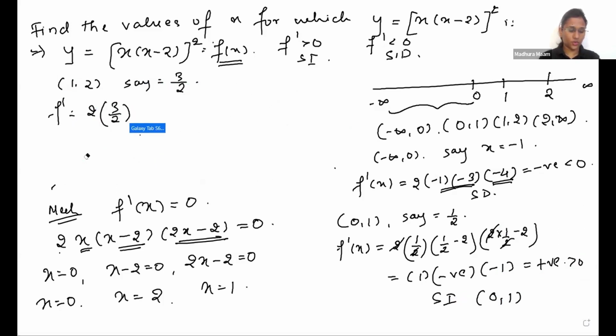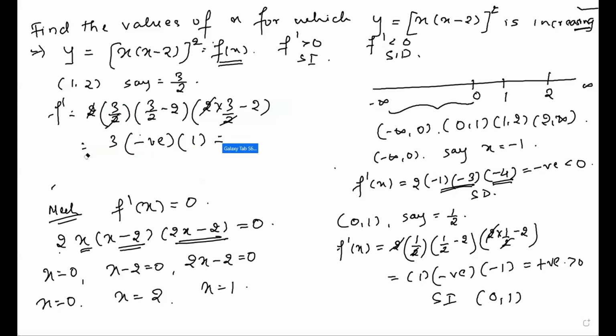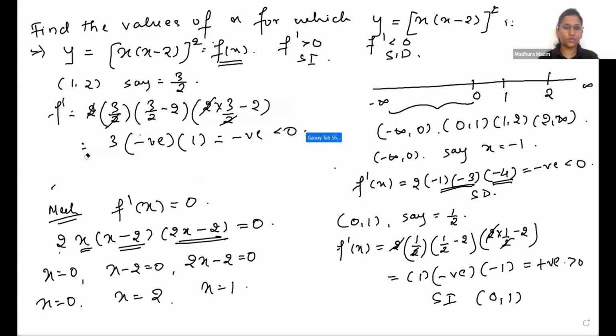x ಏನಾಯ್ತು 3 by 2 ಆಯ್ತು. ಆಮೇಲೆ 3 by 2 minus 2 ಆಯ್ತು. And 2 into 3 by 2 minus 2. Okay. So ಇಲ್ಲಿ 2 cancel ಆಯ್ತು. This is 3 by 2 minus 2, 1.5 minus 2 will be negative only, no? Yes, ma'am. So this is negative, which is less than 0. So ಇಲ್ಲಿ ಕೂಡ decreasing ಆಯ್ತು. ನಮಗೆ ಇದು ಬೇಡ. Okay.